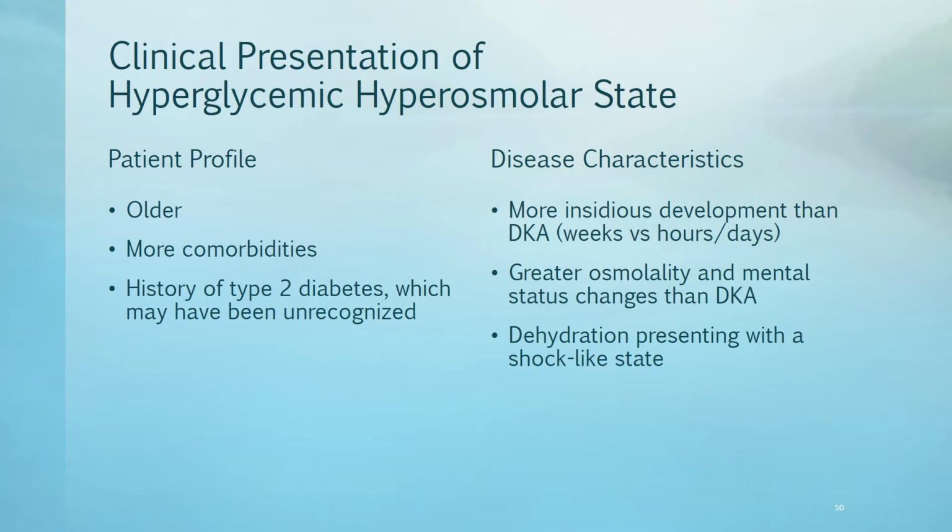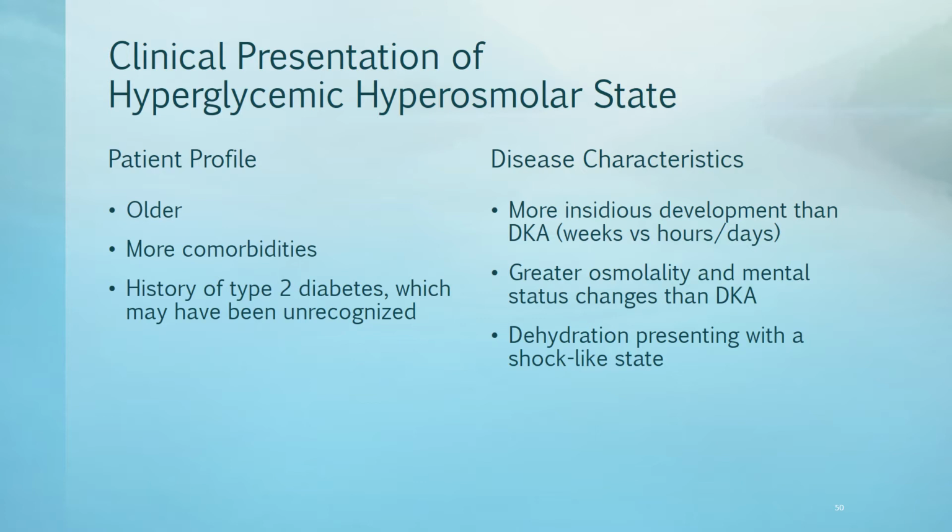They have a history of type 2 diabetes, which may have been unrecognized, so they're having these symptoms, but they're not able to realize that they're presenting with diabetes symptoms. It's a more insidious development, meaning it takes longer. Remember, DKA can happen as quickly as a few hours, versus your HHS takes longer. Greater osmolality and mental changes. That's why when they come in, we think they have a stroke.